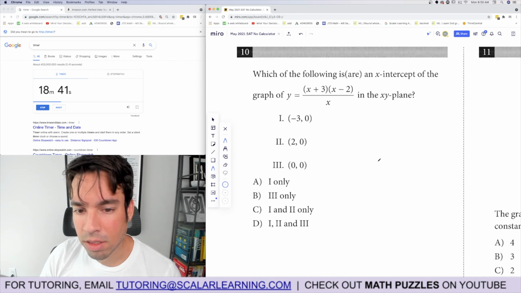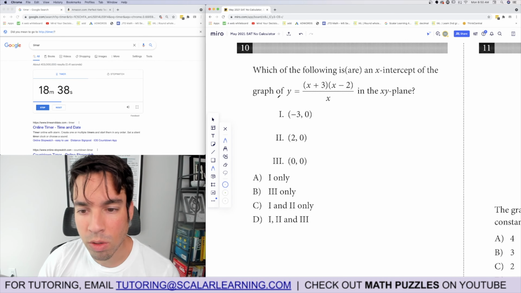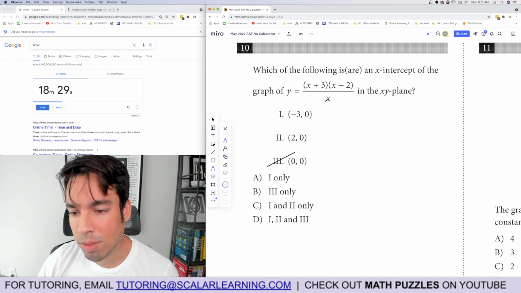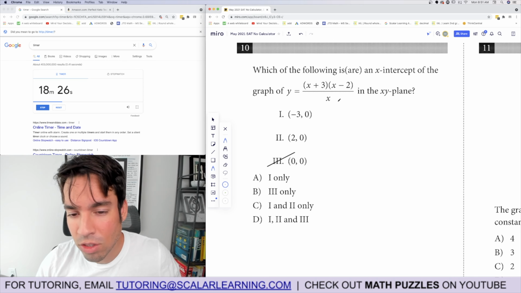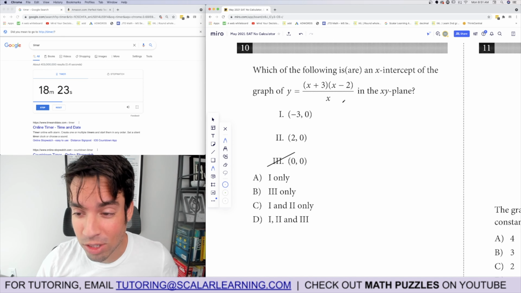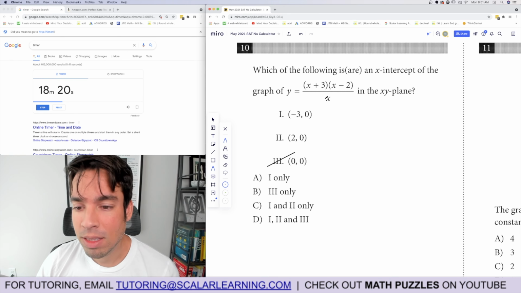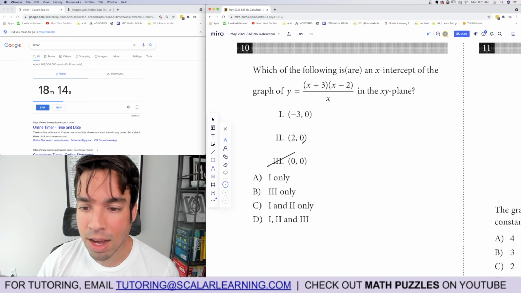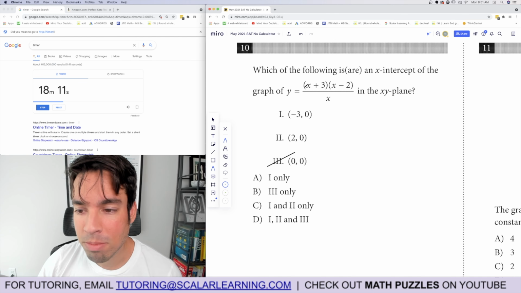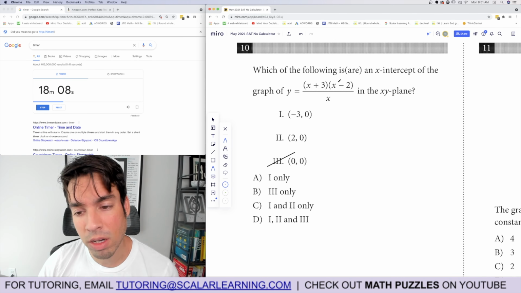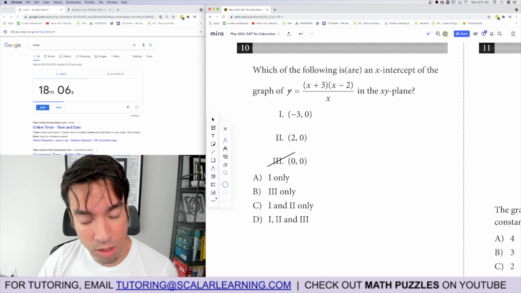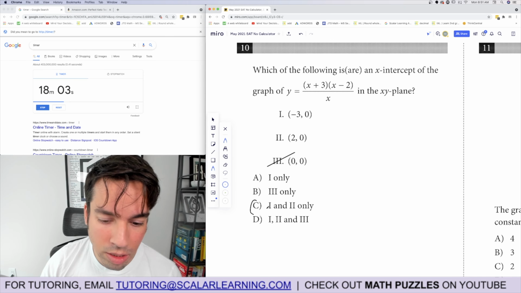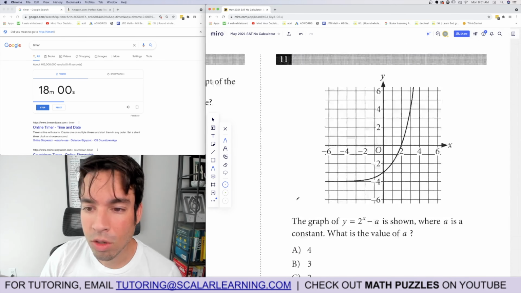Which of the following are x-intercepts of the graph? Okay, x-intercepts are where y equals 0. I don't need to plug in anything. This is out because 0 is not going to be... did I say x-intercept or y-intercept? Anyways, x-intercept, the y value equals 0. Just making sure I didn't trip over my words. But this is not going to be an x-intercept because you can't plug 0 into this, because you'll be dividing by 0. So that's out. But 2 and -3 are legit because they make the numerator go to 0. That's what we're looking for in our x-intercepts. So if you plug in -3, you do get a 0 value. Same with 2. So 1 and 2 only. C, done.